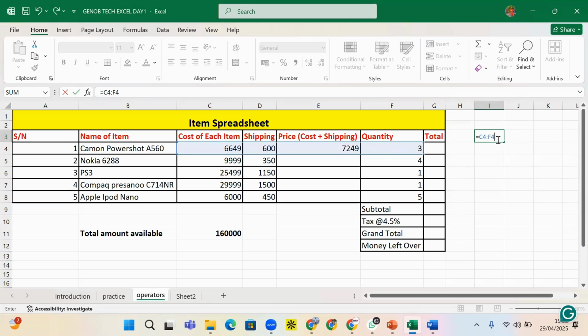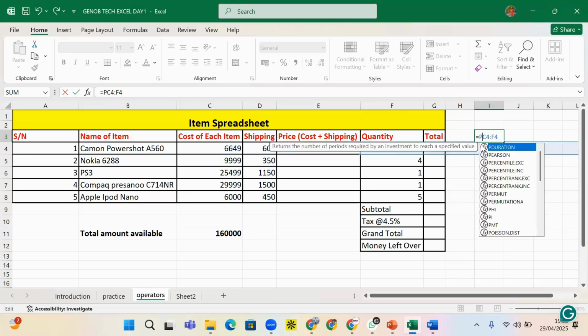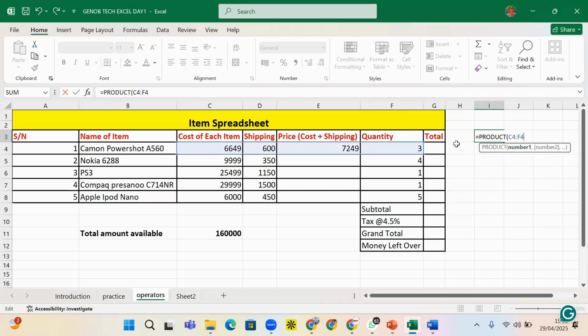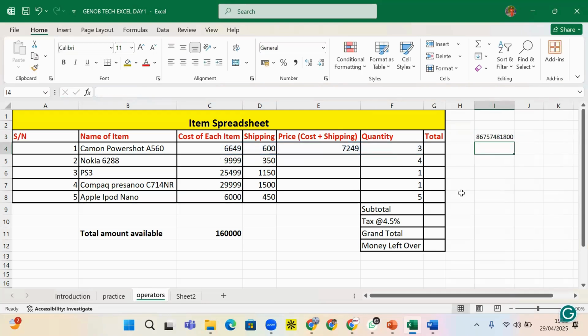I am saying C4 colon F4. Excel will be confused. Is he trying to perform addition? Multiplication? Division? So I have to tell Excel the kind of calculation I want to perform. How do I achieve that? I'll call a function out. The function in this case can be the product function. I click on product, and you can see that highlighted. Anything Excel sees in those cells, it will multiply all of them. But does it make sense to multiply like this? I think no.